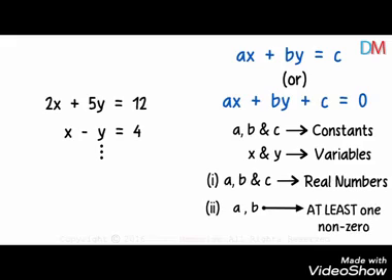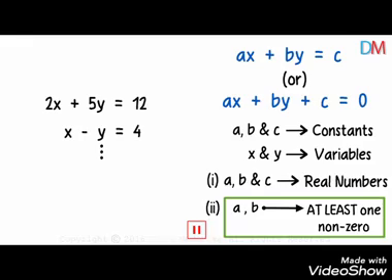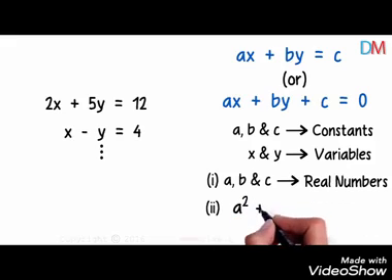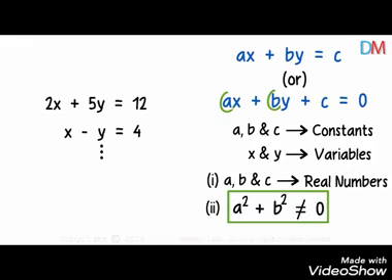Can you come up with a mathematical way to write the second condition? It's interesting and a very innovative way to write it. It can be written as a squared plus b squared will not equal 0. This will imply that both cannot be 0 together, because if both are 0, then the left-hand side will equal 0.